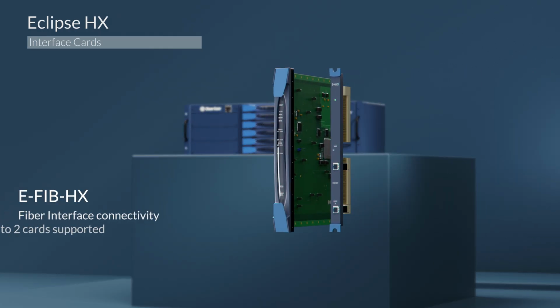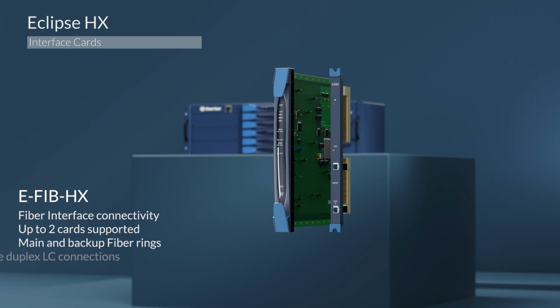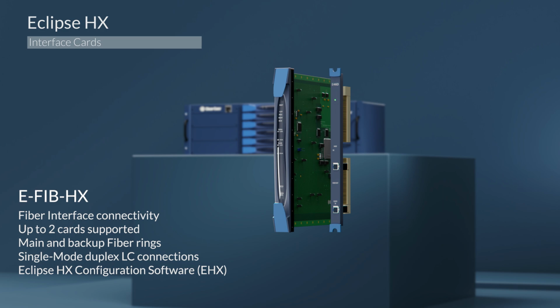Our E-FIB is for fiber connectivity for use with all frames. You have both main and backup fiber rings, single duplex LC connections, and it is compatible with Eclipse HX configuration software. On the rear of the card, you have two duplex LC terminated fiber optic connections, and each FIB card uses a port per channel.